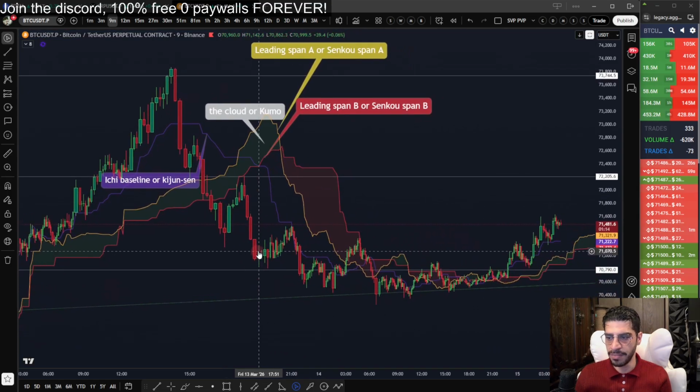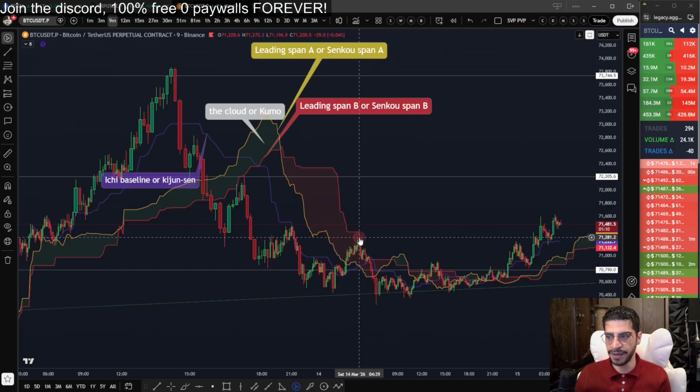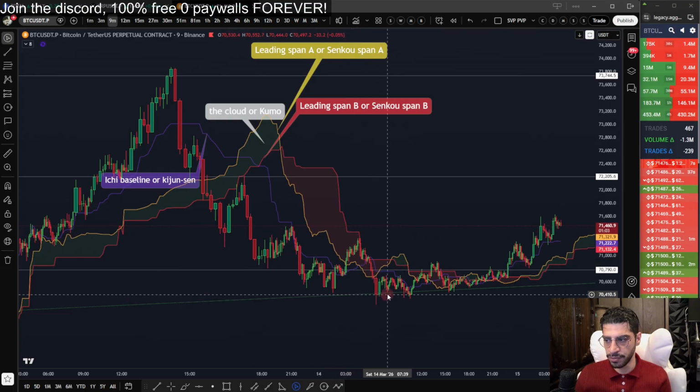Now, to go back up, usually we have to go retest that cloud and then break above this, the leading span B, which is hard resistance. Now, we didn't, and we rejected and went down a little bit more.